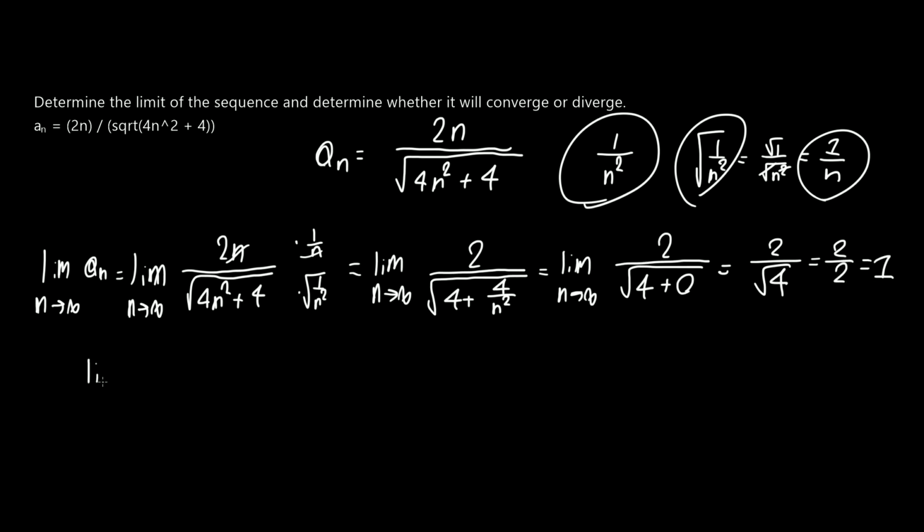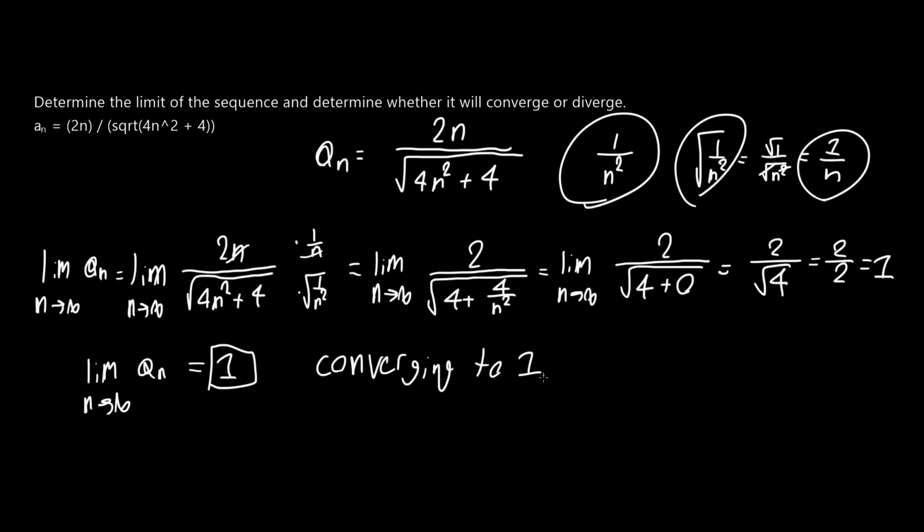Now we can say that the limit as n approaches infinity of our sequence a sub n is going to equal 1. This means that this sequence will be converging to 1. And there's your answer for this problem.